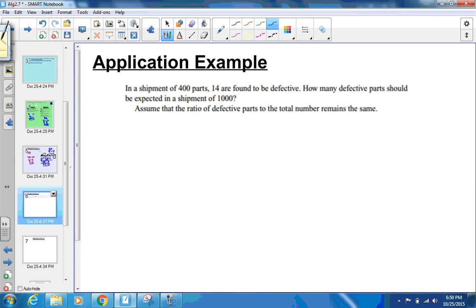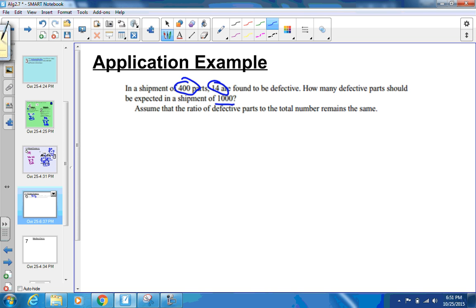This one is a word problem, very common type of word problem that you can use proportions for. So remember, proportions, you want to look for things that would be equal and then having the same types of things on both the top and the bottom of the ratio. So this says, in a shipment of 400 parts, so remember 400 parts, I'll circle that because that's a good number, 14 are defective. How many defective parts should be expected in a shipment of 1,000?